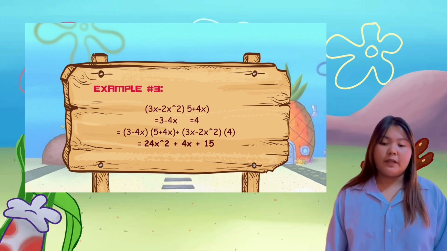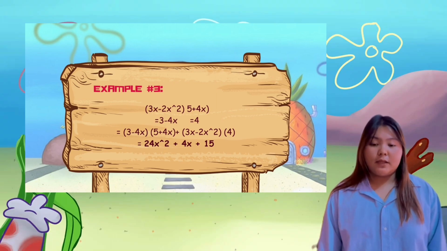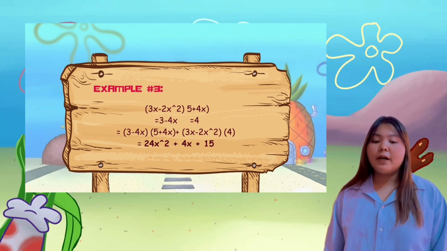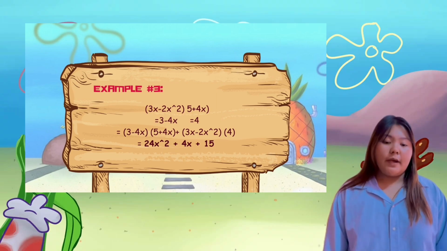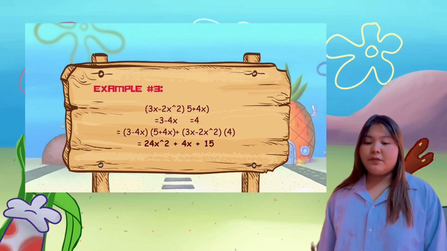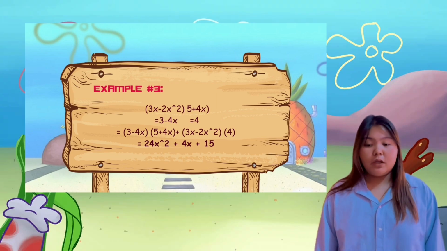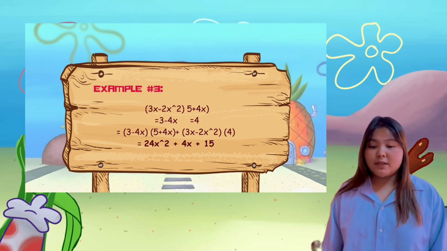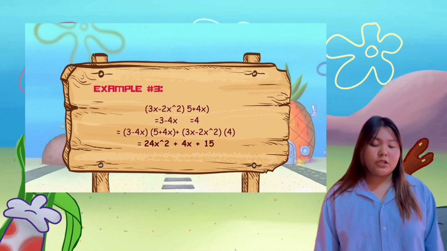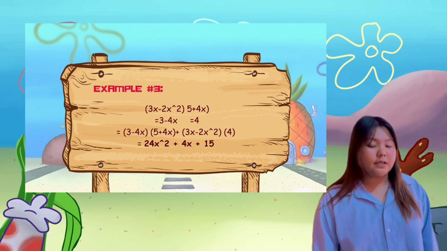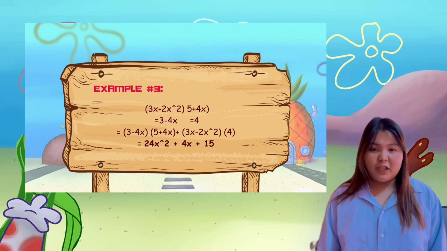Then the next step is to apply the product rule formula, that is f'(x) equals (3 minus 4x)(5 plus 4x) plus (3x minus 2x squared)(4). Then simplify: 15 minus 8x minus 16x squared plus 12x minus 8x squared, then solve it. Then the final answer is negative 24x squared plus 4x plus 15.